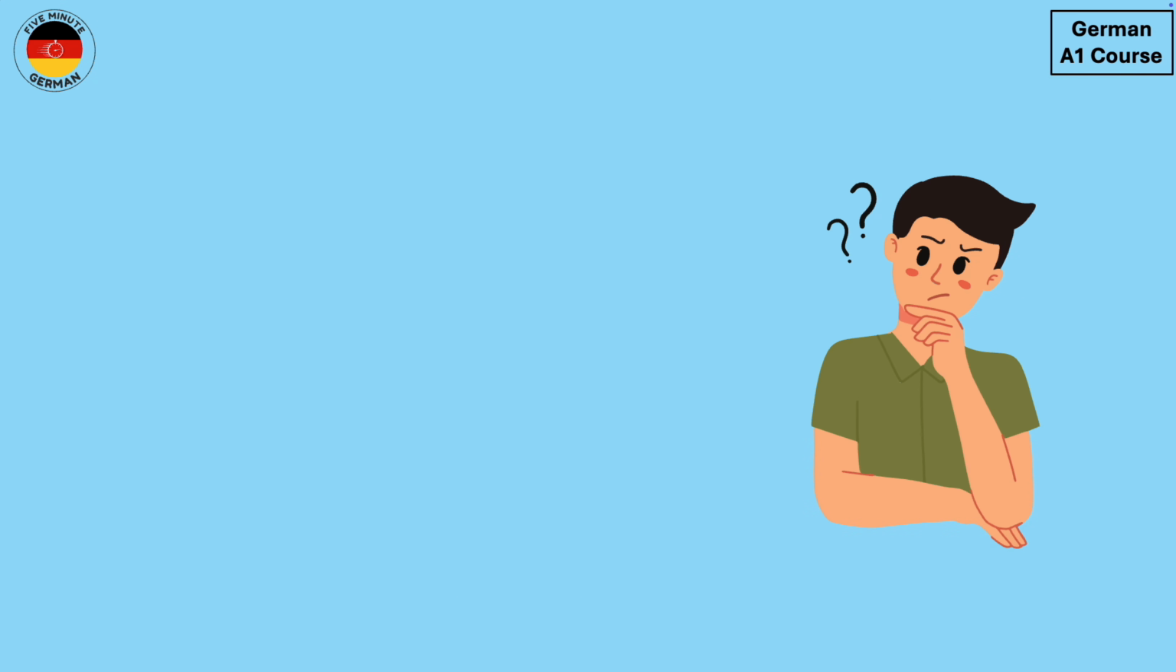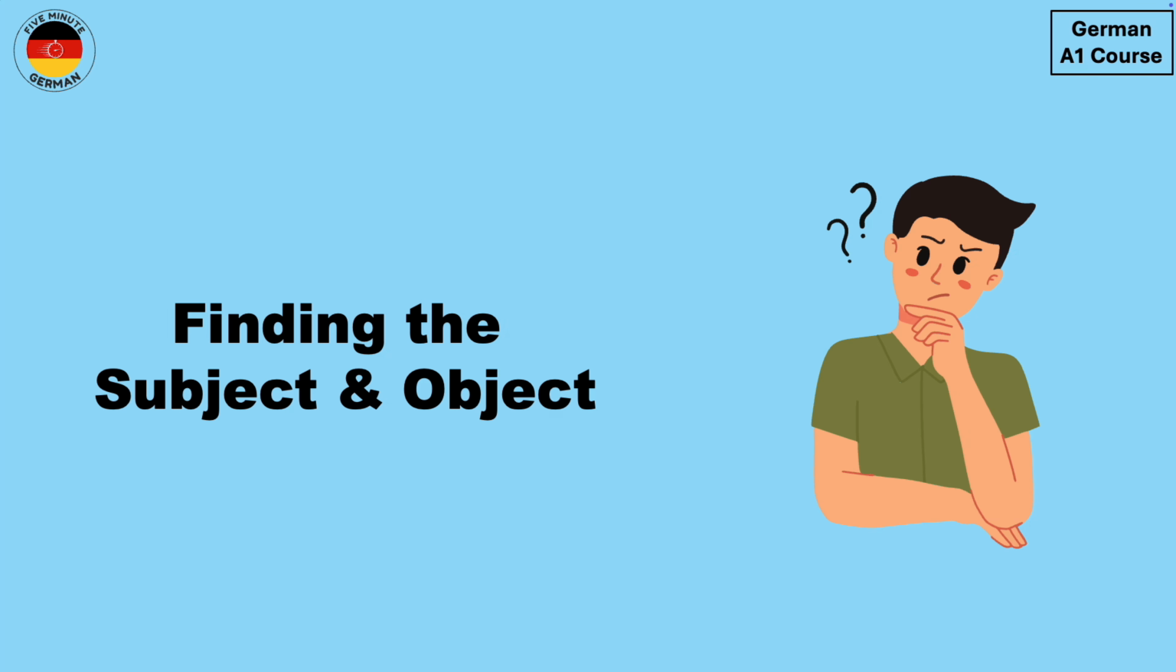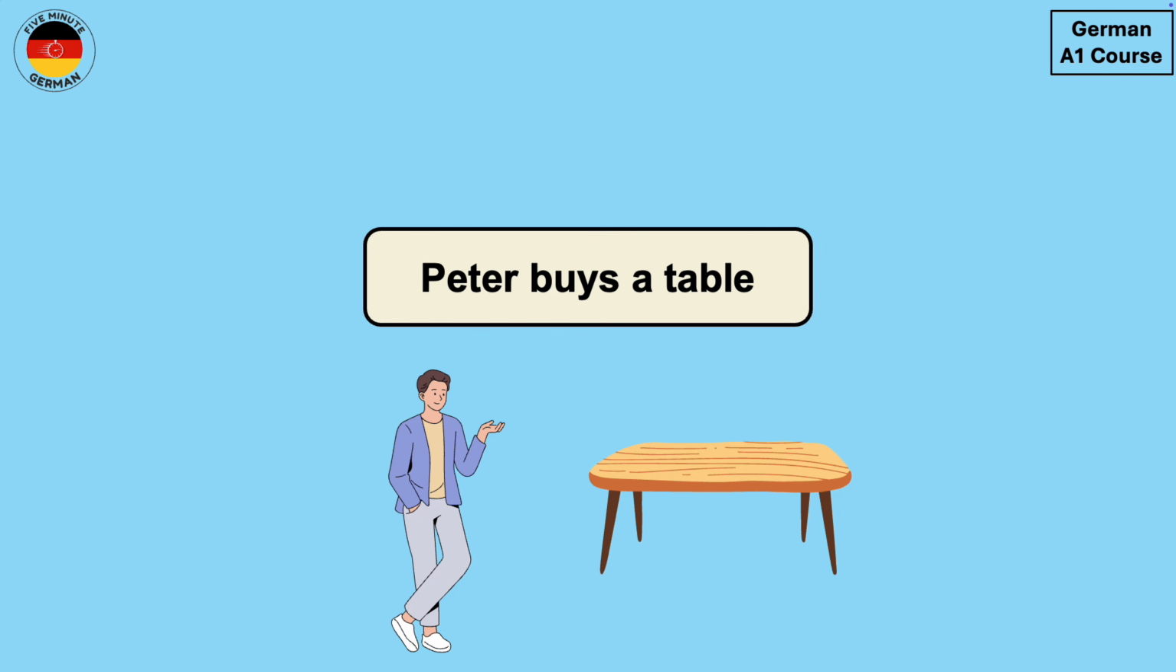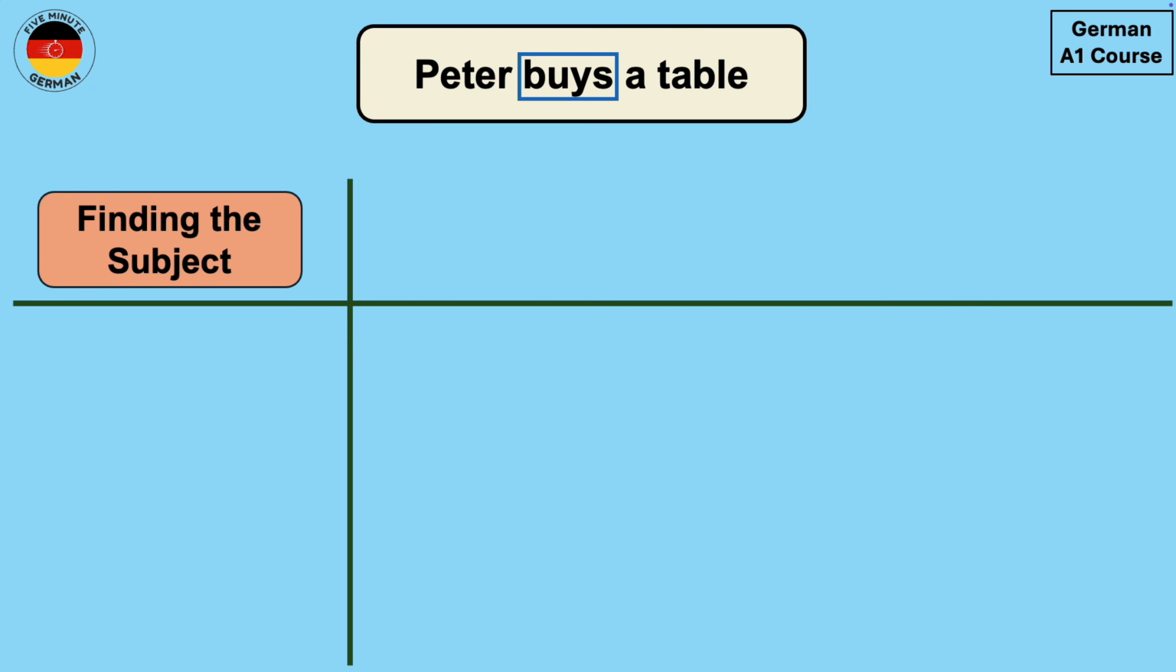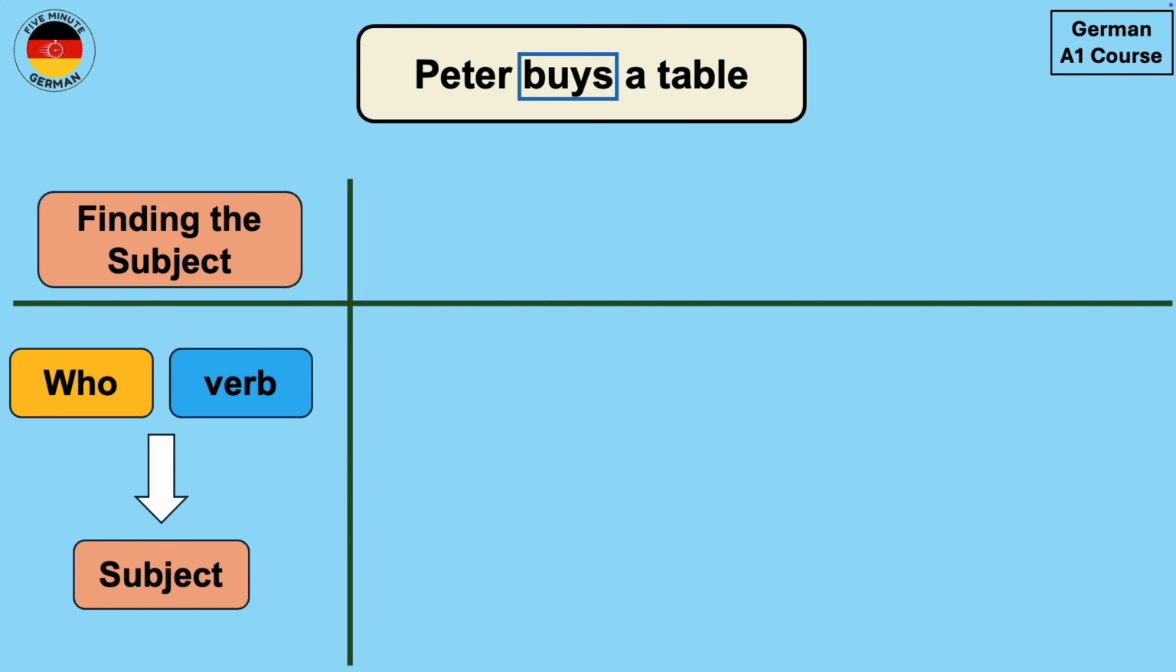So, how can we find the subject and the object in a sentence? So let's consider the sentence: Peter buys a table. In this sentence, buys is the verb, because this is the action which is being done. Now how can we find the subject in this sentence? For this I will give you a rule: you ask who and then you add the verb after it, and this will give you the subject. So let's find the subject in this sentence. We add the verb buys, and the question becomes who buys, and we know that Peter is the one who is buying. So the subject will be Peter.